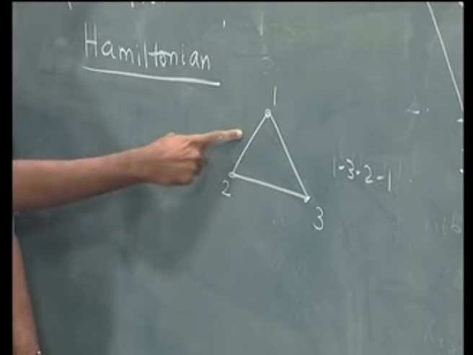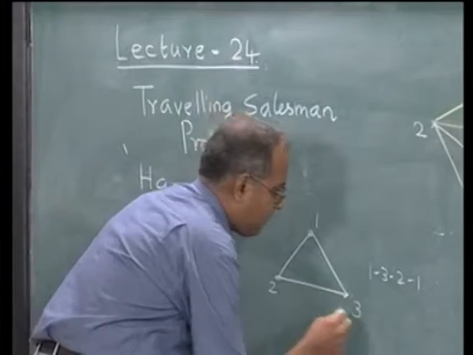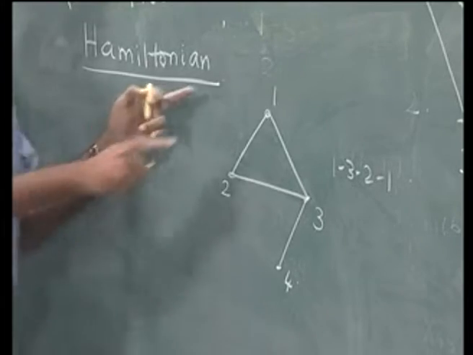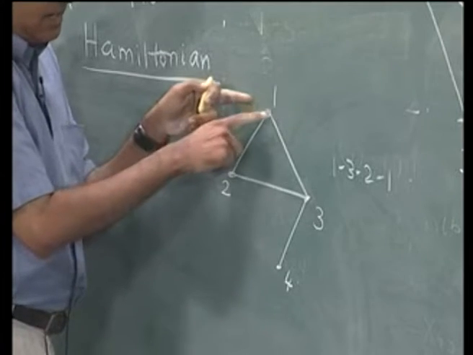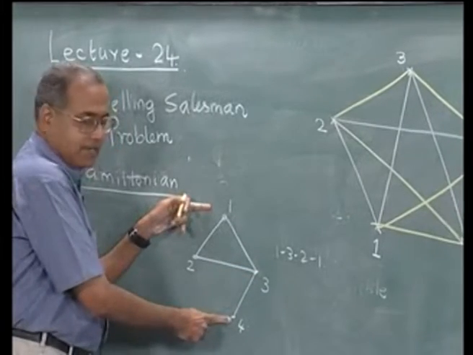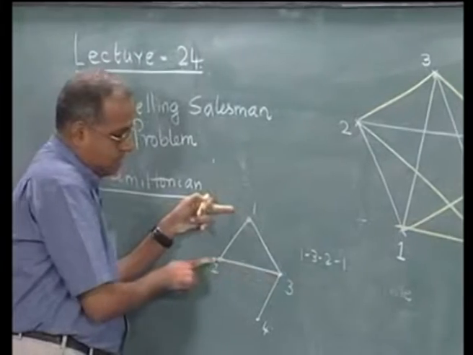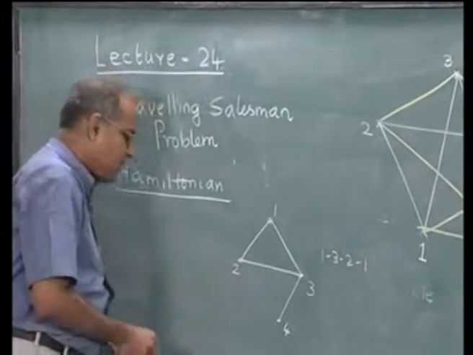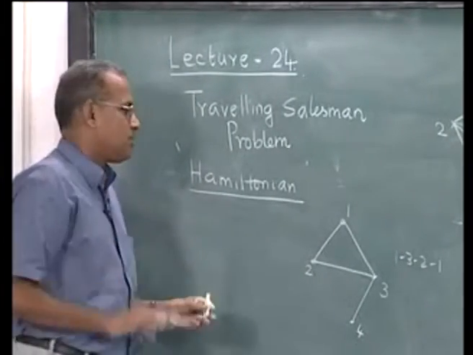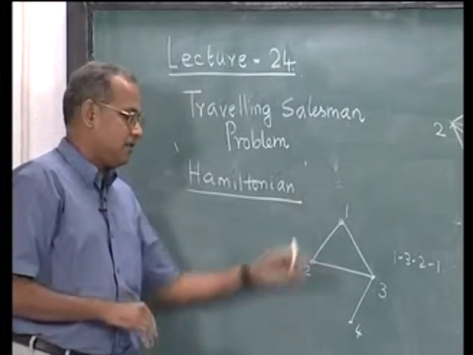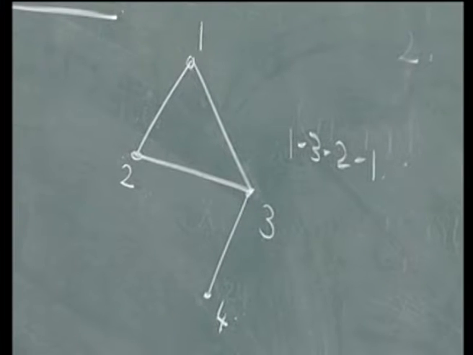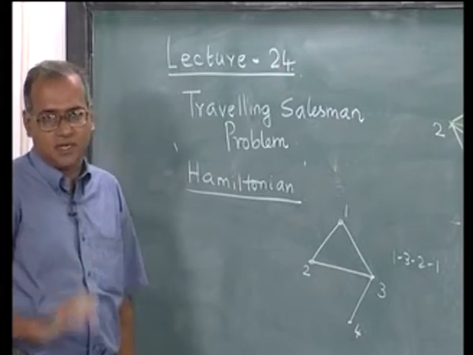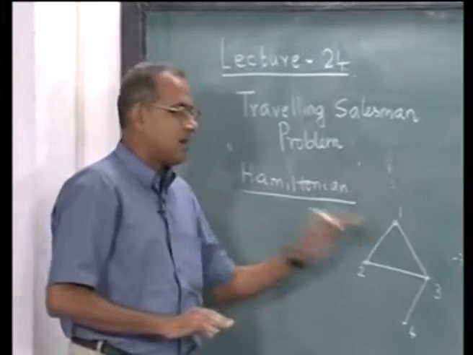So, this is Hamiltonian. Whereas, if we have the same graph like this, then starting from 1 I can go to 3, 4, but then I have to come back to 3 and then come to 2 and to 1. So, this graph is not Hamiltonian. So, one of the interesting decision problems in graph theory is whether the given graph is Hamiltonian. So, given a graph, the decision problem from graph theory is to find out whether it is Hamiltonian.